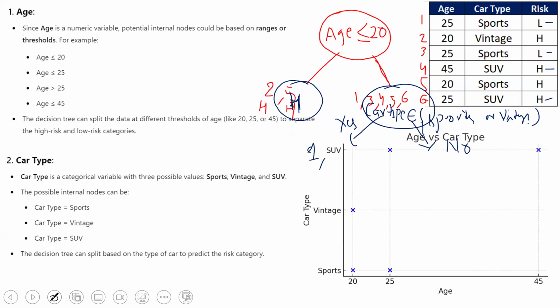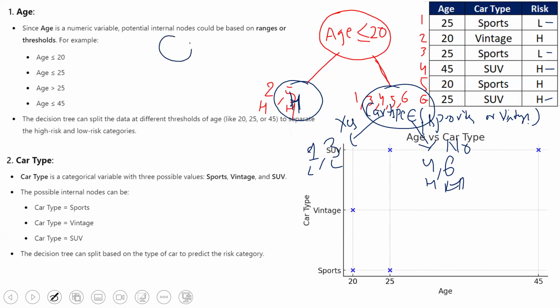And now this customer belongs to sports, so customer 3 falls on this side. And what about this customer with an SUV? It doesn't belong to sports or vintage, so that is no. So customer 4 falls here and customer 6 falls here. What are the risk levels for these? So this is low, low, high and high, right? High and high.